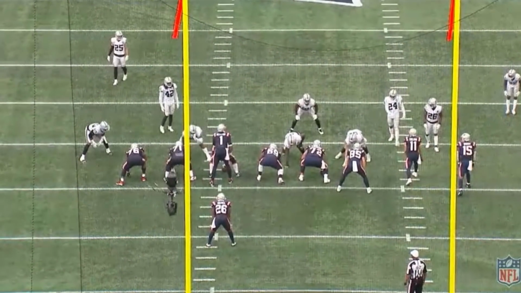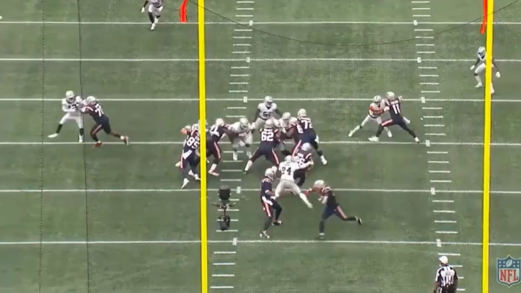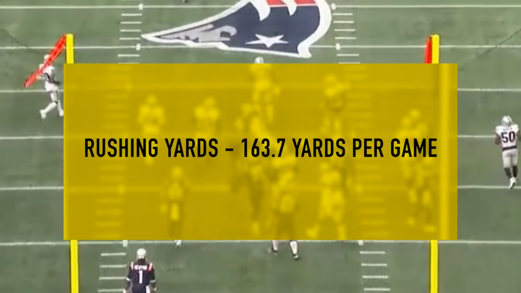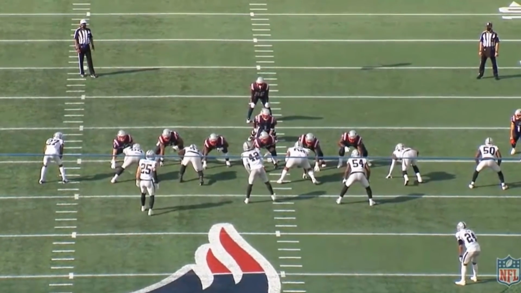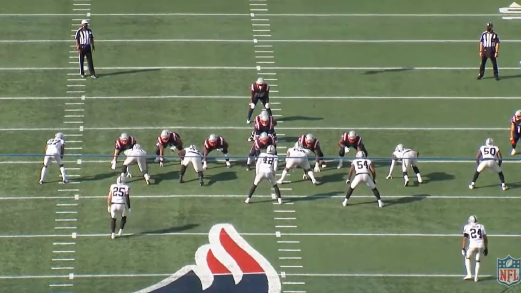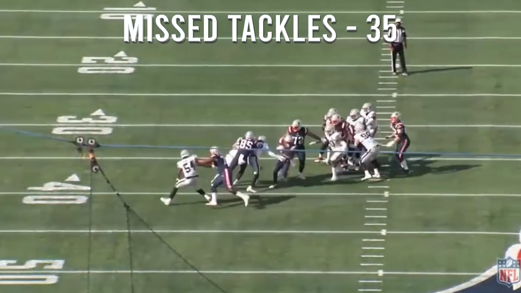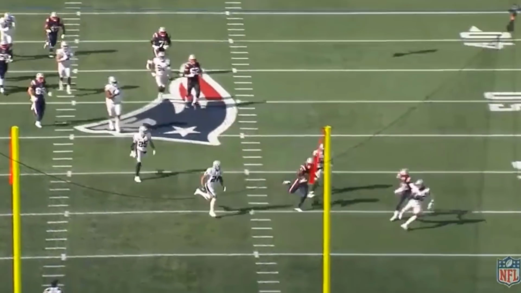Right now, the biggest weakness for the Raiders is their run defense. They are allowing 163.7 yards per game rushing the football and allowed 250 yards to the Patriots the week before. What's wrong with the Raiders defense is that they really lack gap integrity right now and are missing a ton of tackles. They have missed 35 tackles on the season, which is only second to last to the terrible Jets.